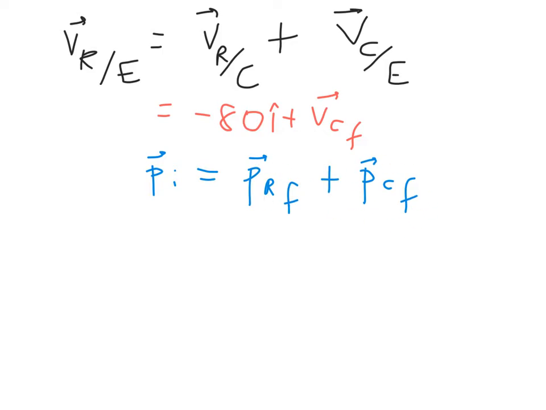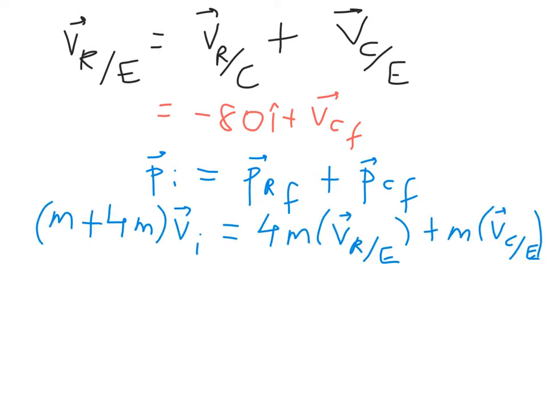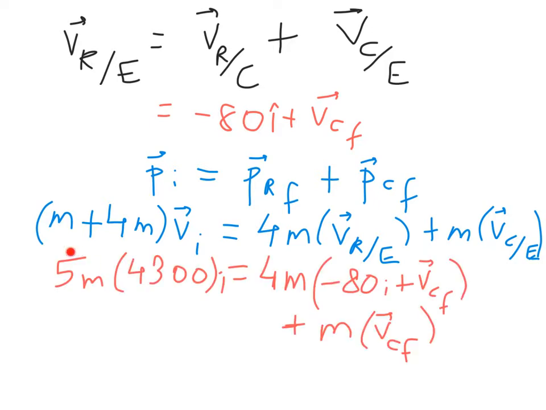Plugging in the values, we know that initially the two masses are combined, so we have 5m times the initial velocity, and then we have 4m times the velocity of the rocket with respect to the Earth, plus m times the velocity of the command module with respect to the Earth. Further plugging in the expressions we derived and the numbers that we know, we have 5m times 4300 i hat is equal to 4m times negative 80 i hat plus VCF, plus m times VCF.